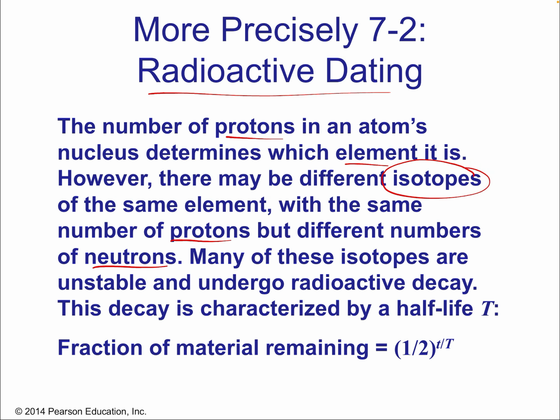Okay, many of these isotopes are unstable. Most isotopes are unstable, and they undergo radioactive decay. This decay is characterized by a half-life, because it turns out mathematically the probability of them decaying ends up having the following fraction of remaining original radioactive isotopes that will decay into the stable isotope. Okay, so the fraction of material remaining is 1/2, that's the half part, raised to the power of the amount of time that's passed over the half-life time.